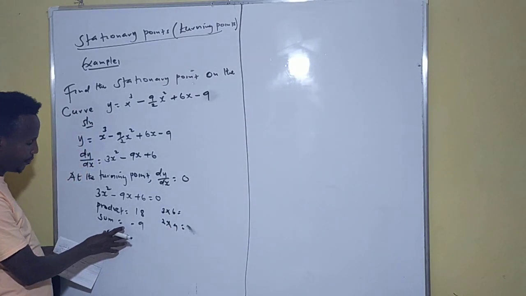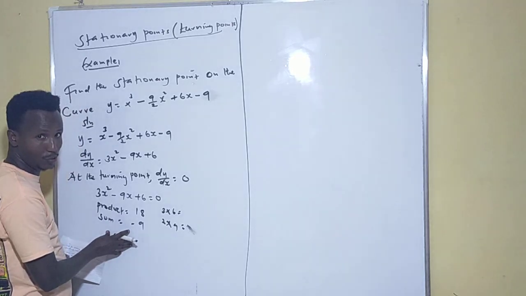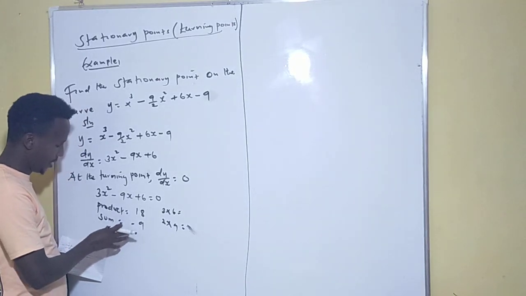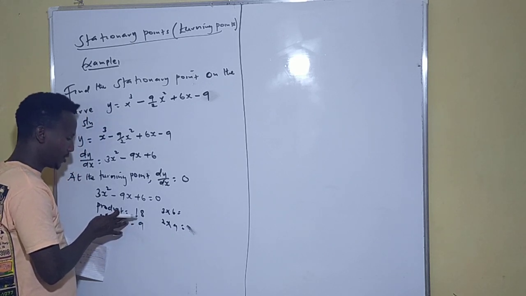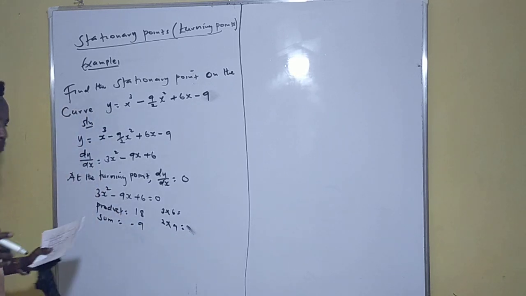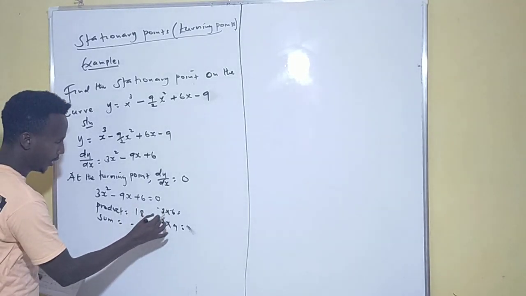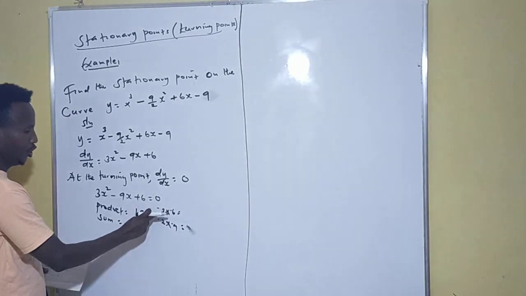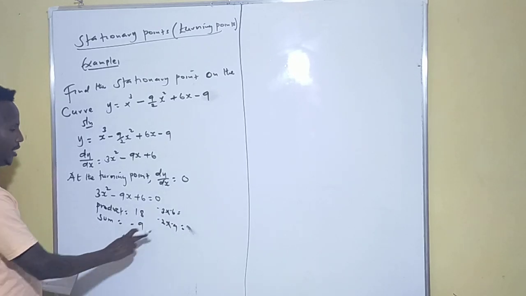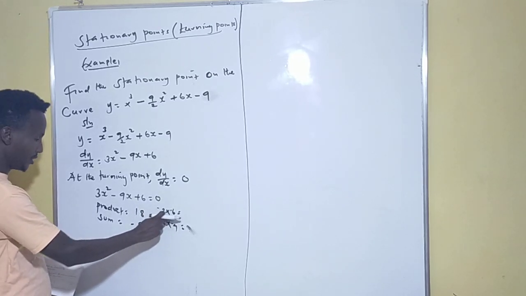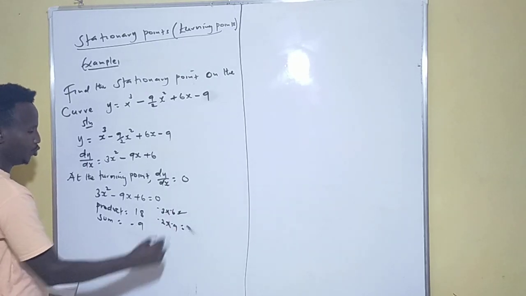Remember, in Form 3 and Form 2 we have discussed this. When we have negative on the sum side and positive on the product side, the two numbers we are going to take are both negative. So negative 3 times negative 6 is positive 18, okay. Negative 3 plus negative 6 is negative 9. So these are the two numbers you're going to check.